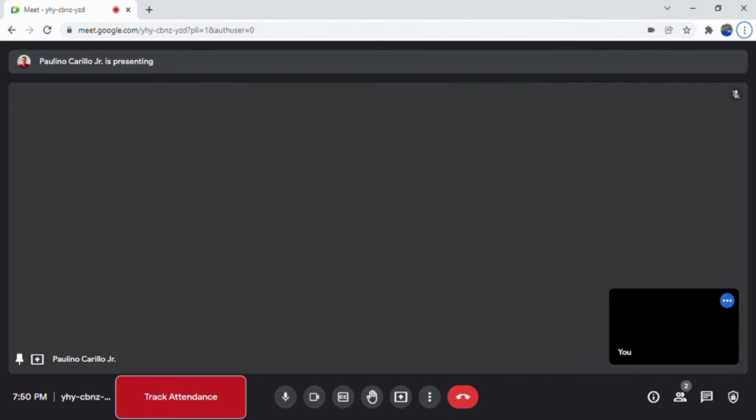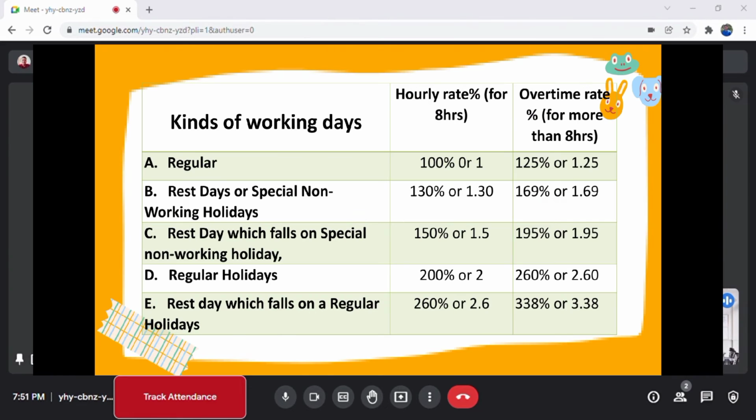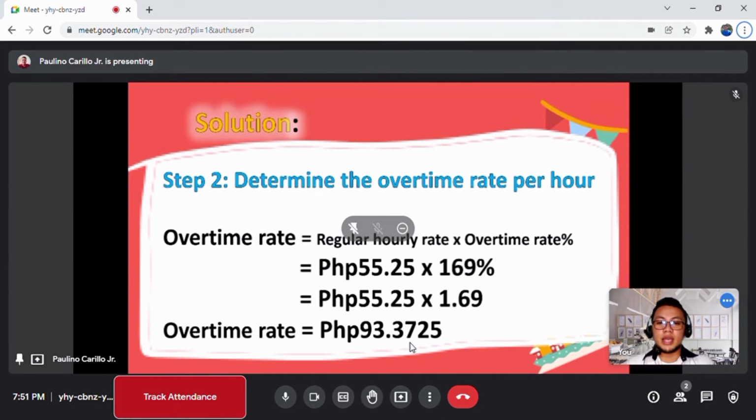Now, let us proceed in solving for her overtime rate. How are we going to solve this? We just multiply the regular hourly rate of Myrna by the overtime rate percentage, which will be based on the table. Now, her hourly rate is different from the ordinary day. We solved it a while ago. Her hourly rate during rest day or special day is 55 pesos and 25 centavos multiplied by 169%. Again, her overtime rate during the rest day is 169%. We'll get 93 pesos and 372.5 or 3,725 centavos. This is now her overtime pay.